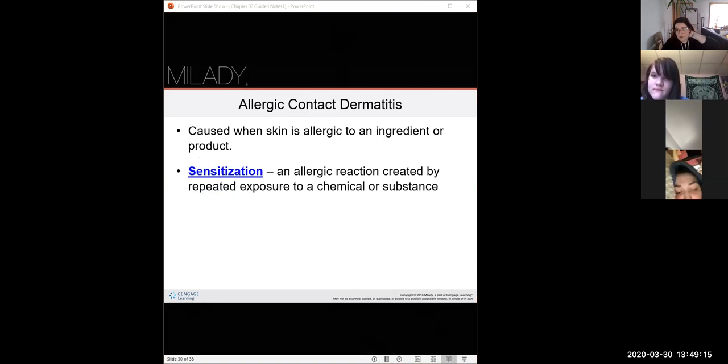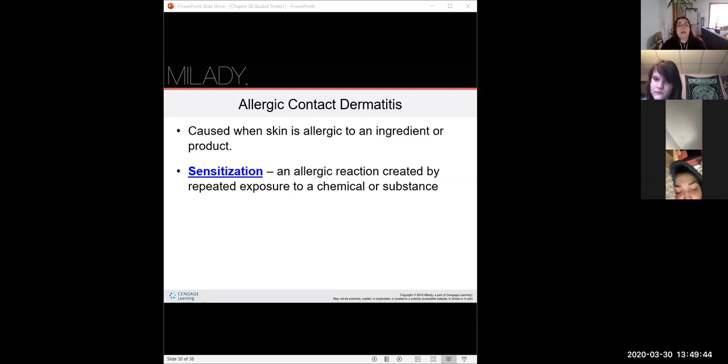Okay, so this is more specific about the allergic part. It's very easy. It's caused by when you have an allergic reaction to an ingredient or product. Personally, I have an allergic reaction if I use Snuggle fabric softener. My skin gets itchy and irritated. If I don't use it, I don't have that problem. But sensitization is an allergic reaction created by repeated exposure to a chemical or substance.